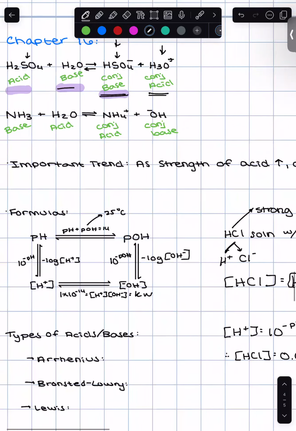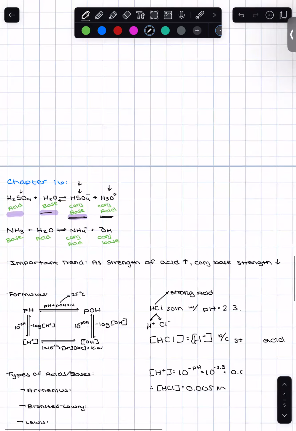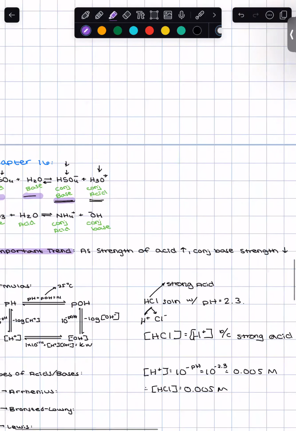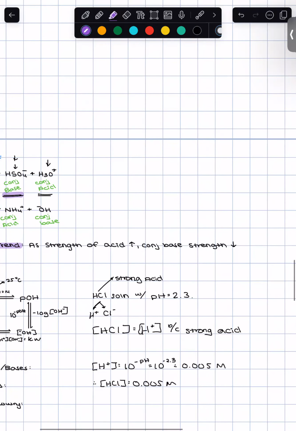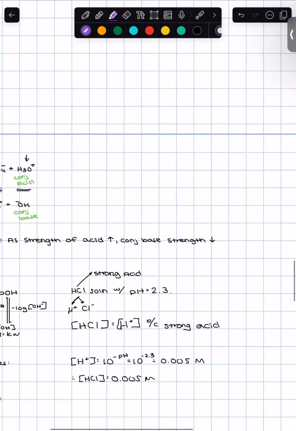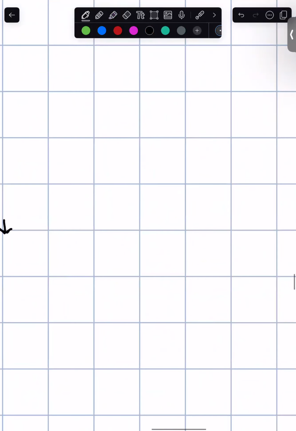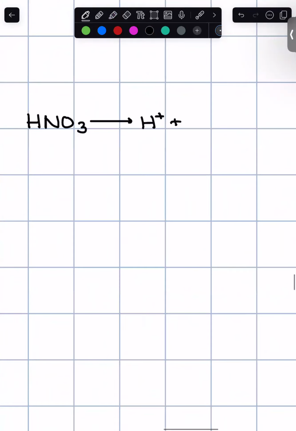Okay. Here's a big concept that we need to go over. As the strength of an acid increases, its conjugate base strength decreases. This is something that a lot of students forget, and I'm going to use a few examples to explain this. First of all, I'm going to take nitric acid. Is nitric acid a strong or a weak acid?